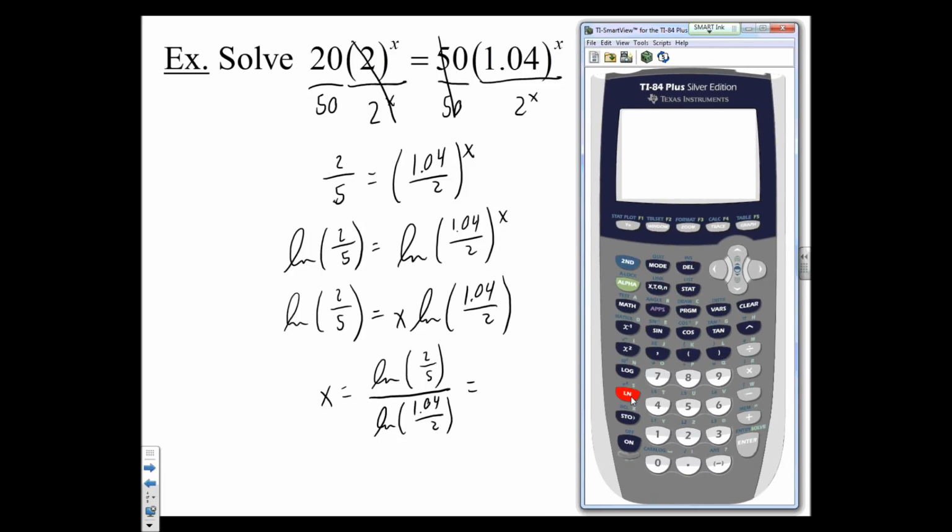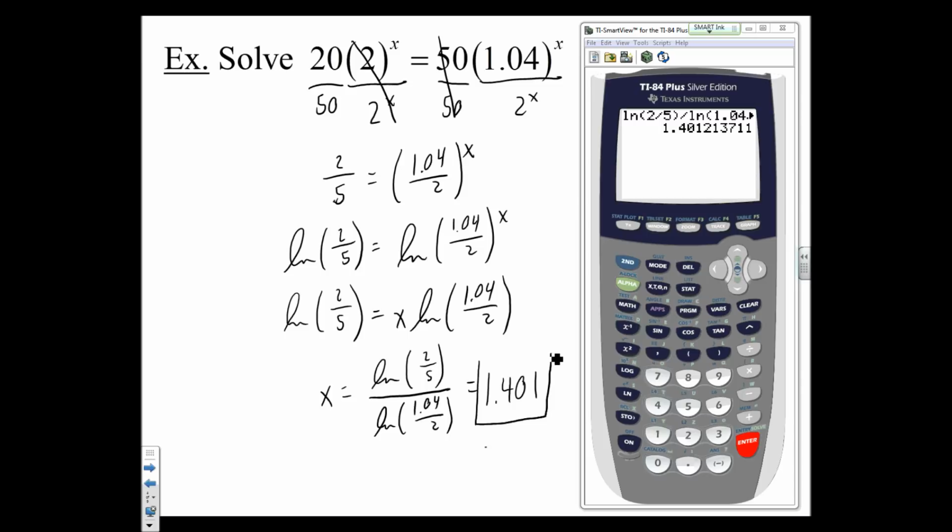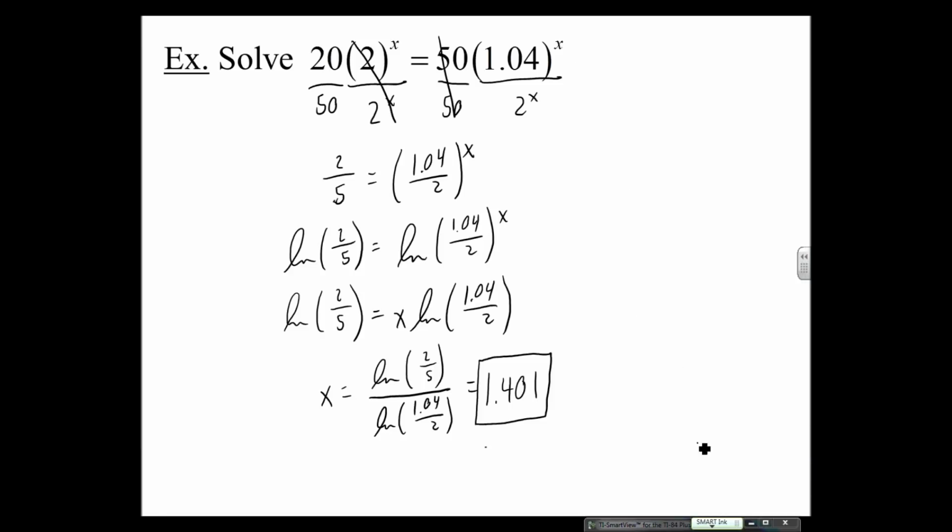So we've got the natural log of 2/5. Don't forget to close parentheses, divided by the natural log of 1.04 divided by 2. And I end up getting 1.401. Don't forget, 3 decimal places. Always 3 decimal places on your answer if the decimals go further than that. Okay, so using logarithms to solve an equation.